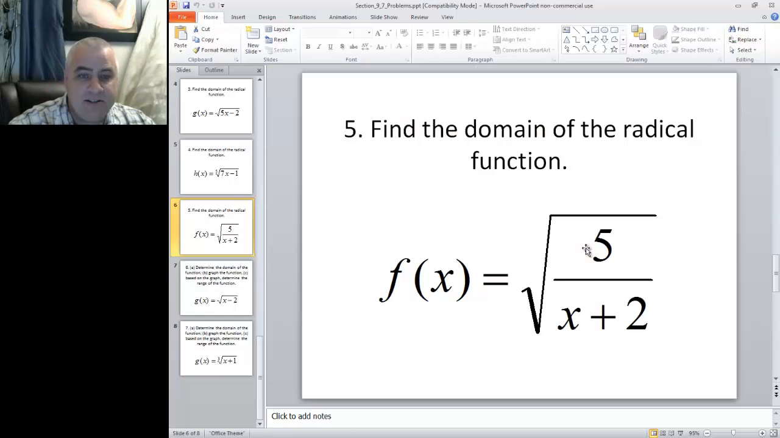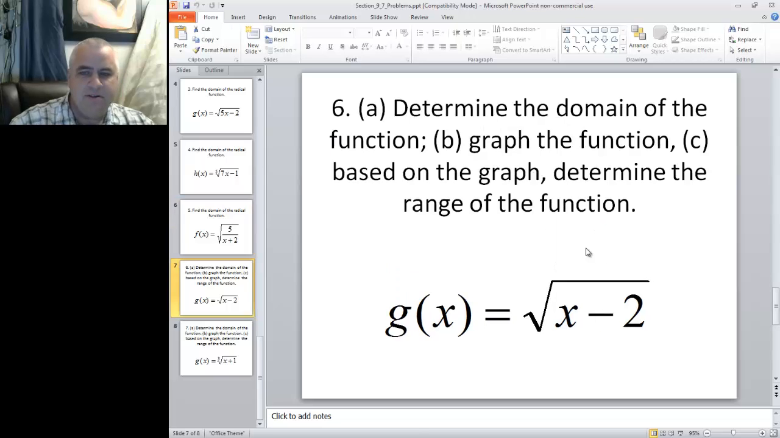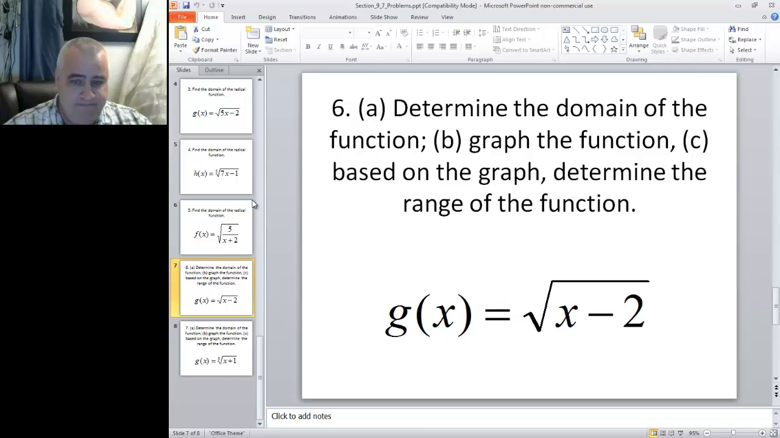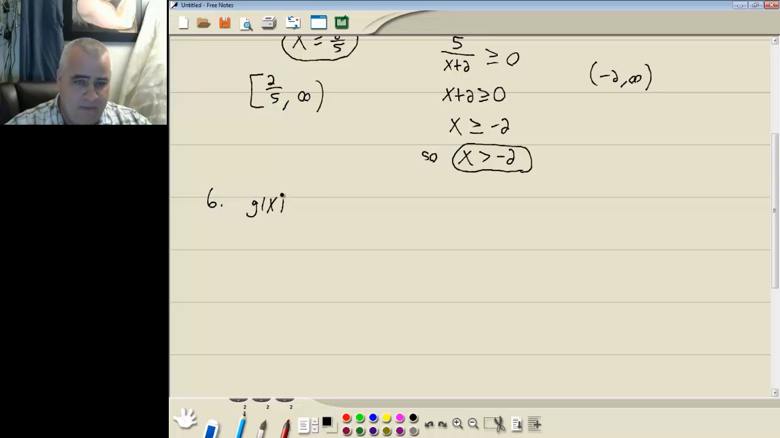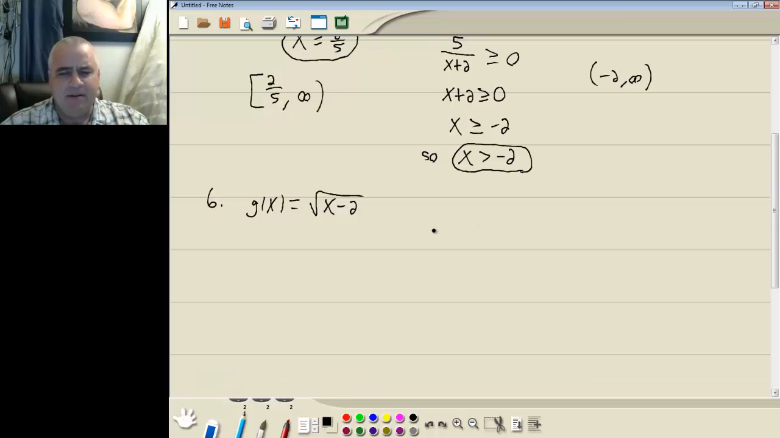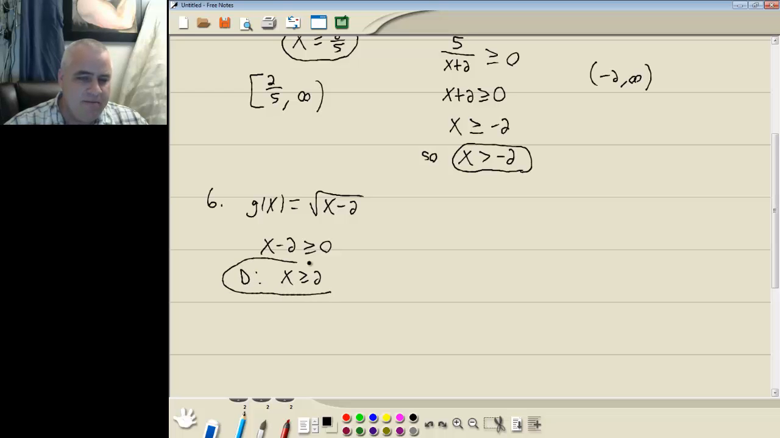Now the last two are graphing ones. So let's take a look at this. First thing, let's talk about the domain. It's a radical with an even index, so we're going to take what's inside of a radical, set it greater than or equal to 0, and solve. So we got x is greater than or equal to 2. And that would be our domain.